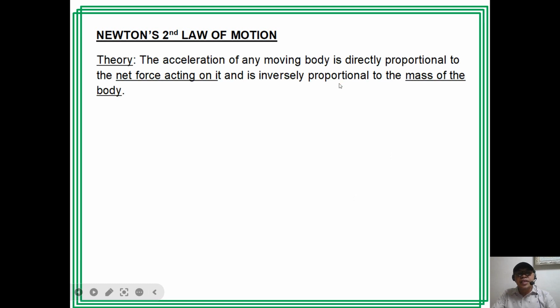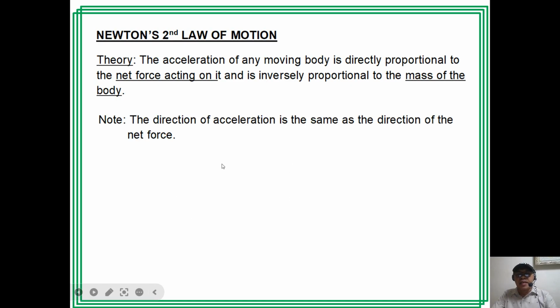Newton's second law of motion states that the acceleration of any moving body is directly proportional to the net force acting on it and inversely proportional to the mass of the body. Okay? So, if the body is acted on by a force system and the force system has a resultant force, meaning not zero, then the force system acting on the body is not in equilibrium. So the body will move with an acceleration.